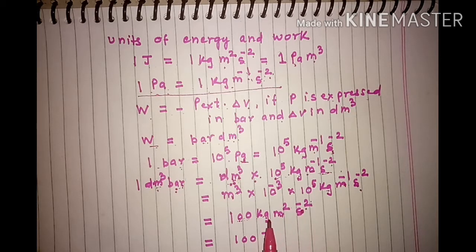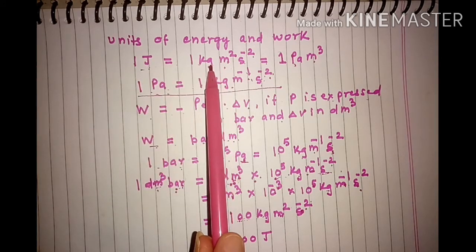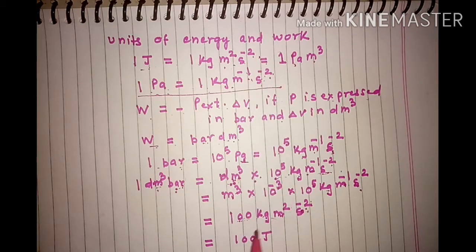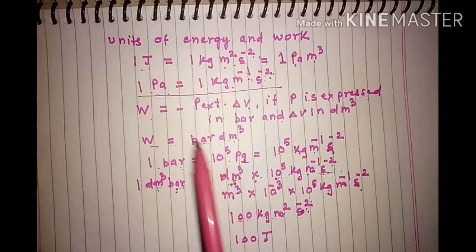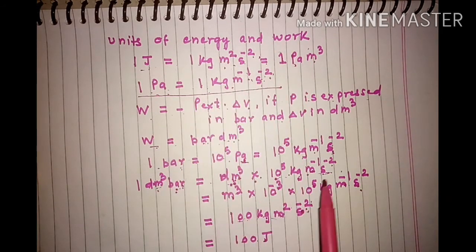Now here I wrote initially that 1 joule is equal to 1 kg meter square second square inverse. So instead of this you can write 100 joules. So these are the units for energy and work. When you solve problems, you will remember all these units and the interconversion here.